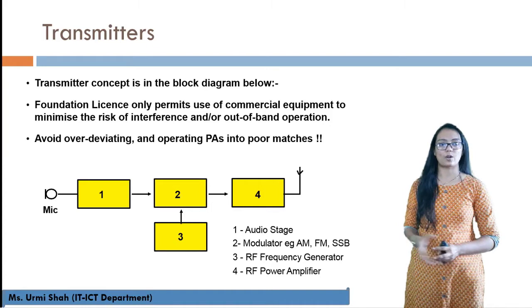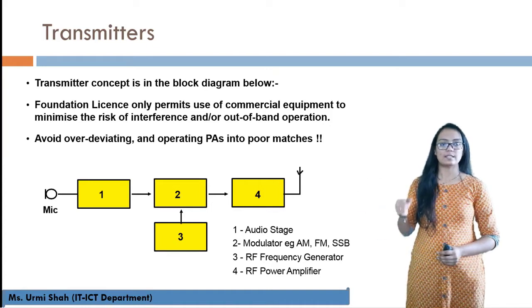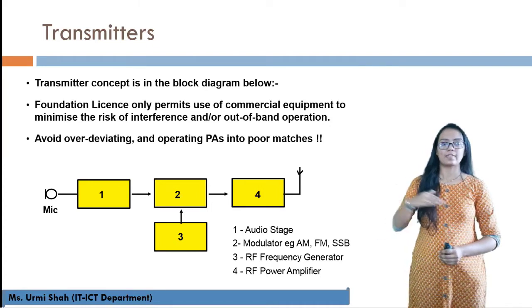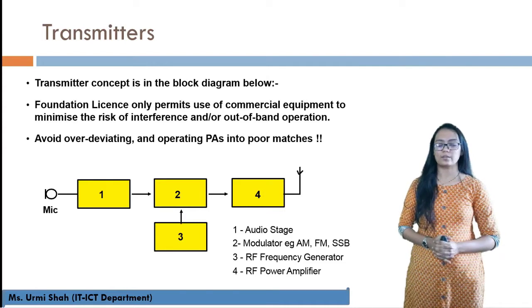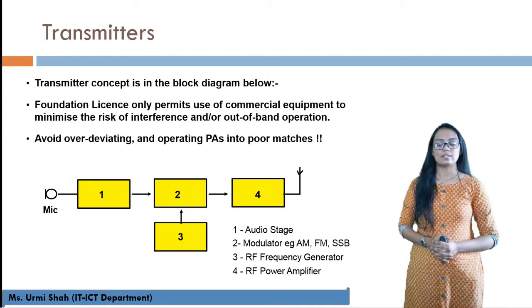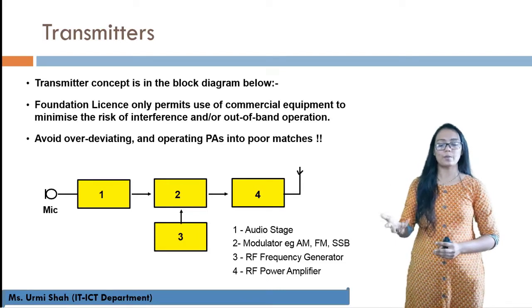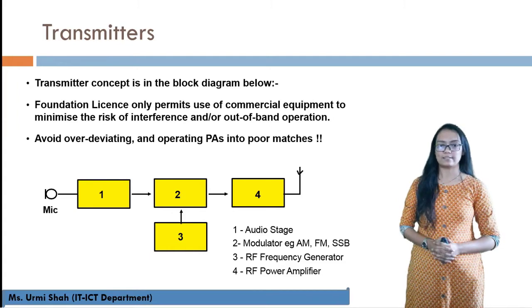So in the first block, as you can see, the input is coming from a mic signal. That mic is going to pass on the audio signal. So first stage is the audio stage. Input is in the form of some audio signal. Second stage is our modulator stage.